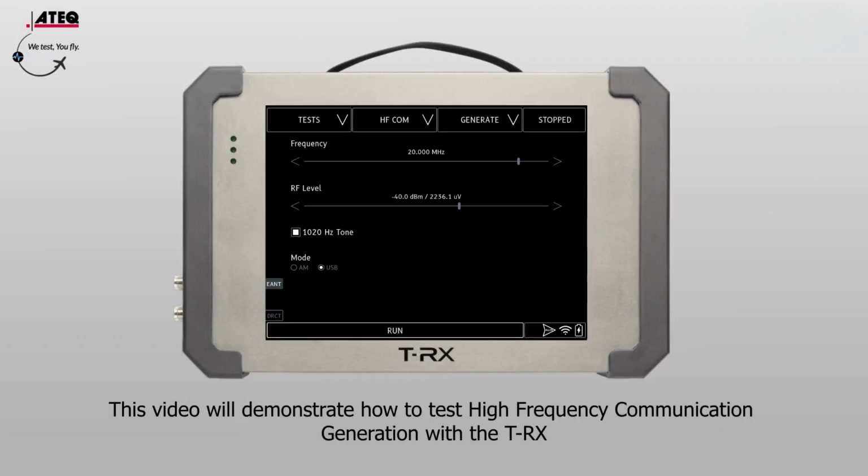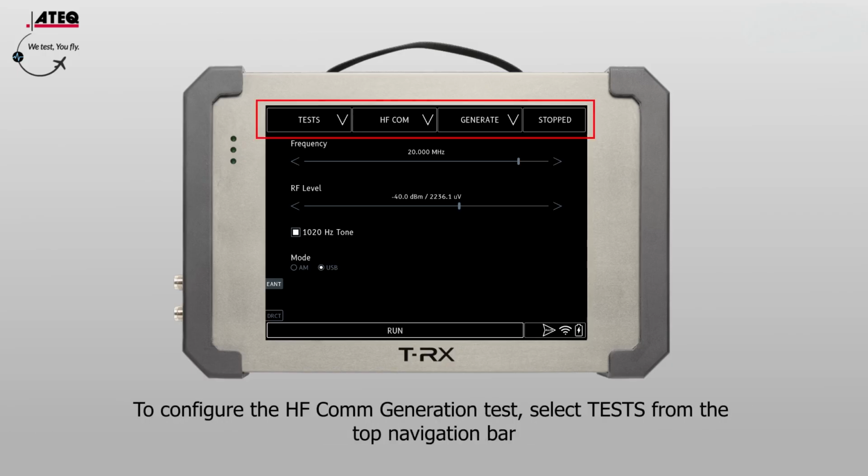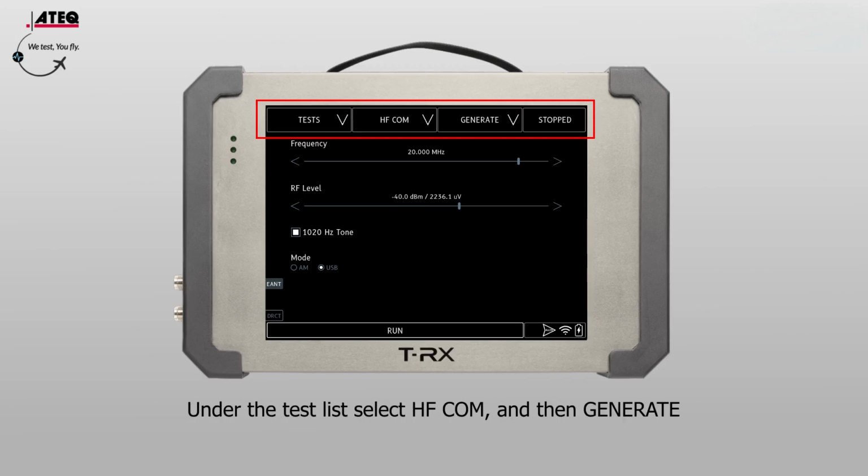This video will demonstrate how to test high-frequency communication generation with the ATEQ. To configure the HF Comm generation test, select Tests from the top navigation bar. Under the test list select HF Comm, and then Generate.